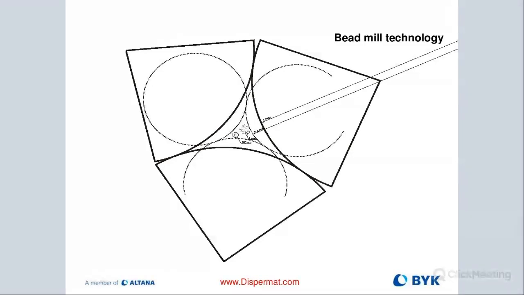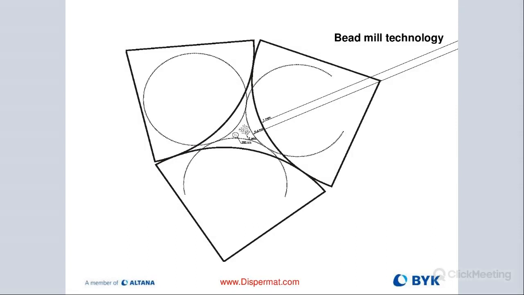So I like this slide a lot because it shows you what's actually happening when these beads are in the milling chambers. You have large beads, right? And the small particle in the center is actually an agglomerate or an aggregate, and we're trying to break that up by shearing action, which is happening right in these corners.